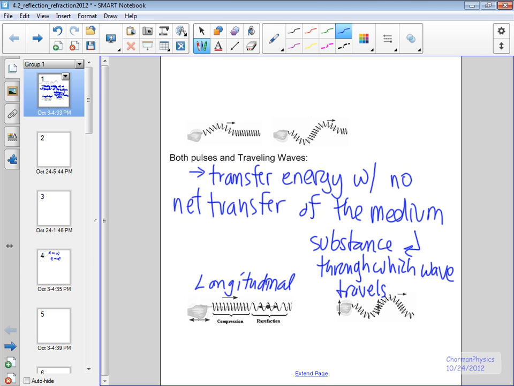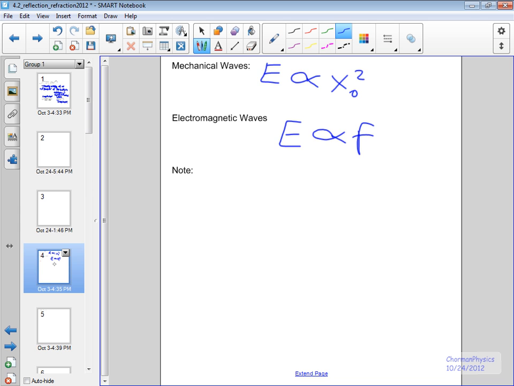In other words, when we had the wave demonstrator, we were creating transverse waves. The bars were moving up and down while the wave was moving forward. So that's what we were able to have happen there.